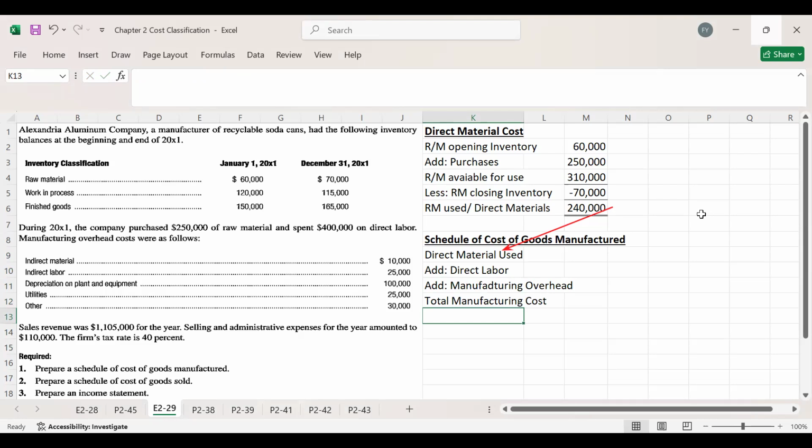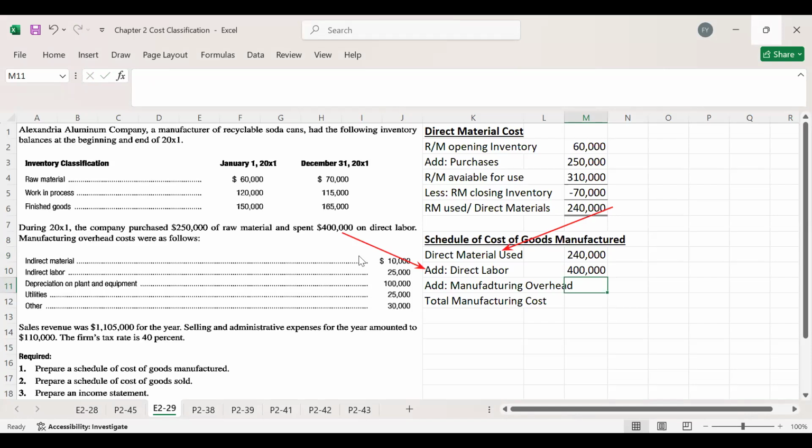So here, direct labor is also given. So we have direct material use, which we have calculated, is $240,000. Then direct labor is also given $400,000, and manufacturing overhead is given separately, or you can say one by one. So we will have to add all these.